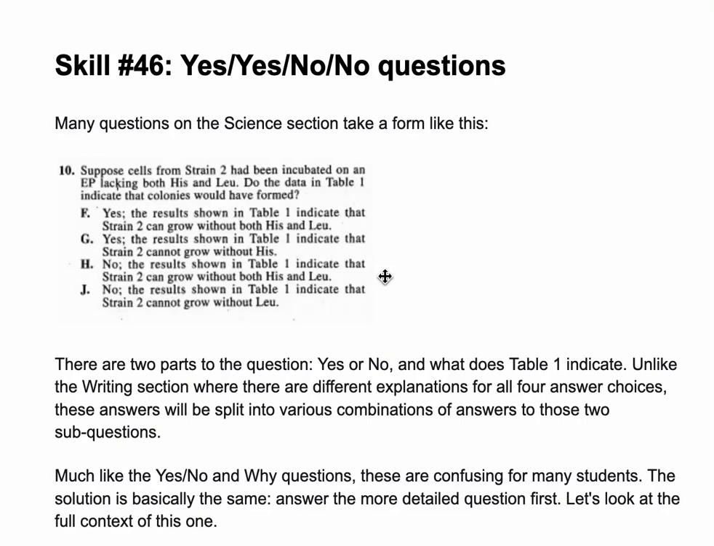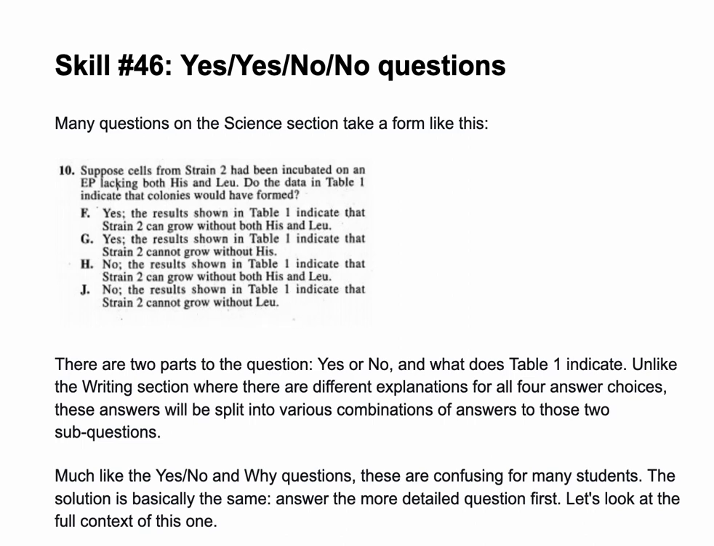So the next specific question type that we'll look at that sometimes gives some trouble to students are what I call yes, yes, no, no questions, double, double questions sometimes. So they look kind of like this, right? Blah, blah, blah question, and then you have the answers. Yes, the results shown in table one indicate that strain two can grow. Yes, the results shown in table one indicate that strain two cannot grow. And then no, the results shown cannot grow without Lou.